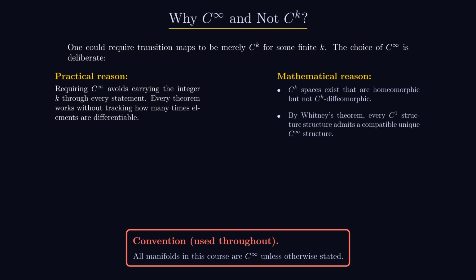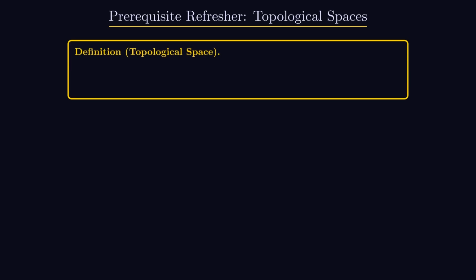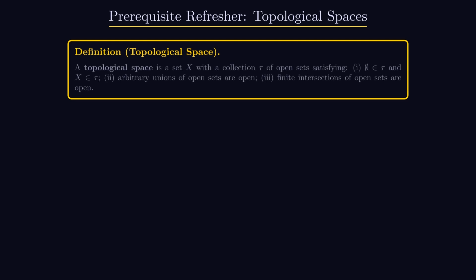Before the formal definition of a manifold, let us recall some prerequisite topology. A topological space is a set X together with a collection tau of open sets. Three axioms must hold. The empty set and X itself are open. Arbitrary unions of open sets are open, and finite intersections of open sets are open. From these axioms, all the standard notions follow.